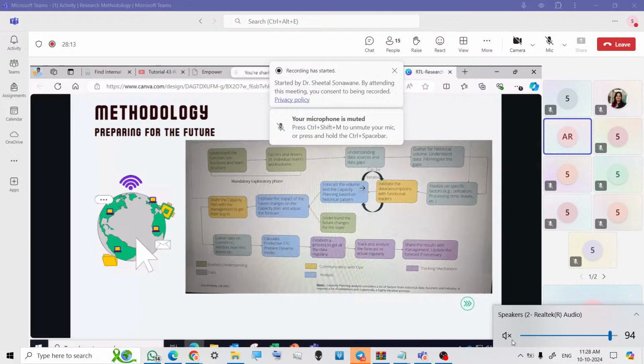And also while doing this, we need to consider the external parameters or understand the future trends or checks like that.